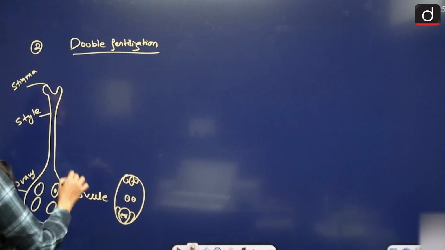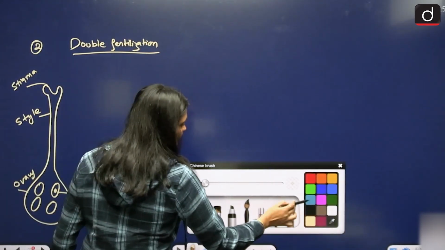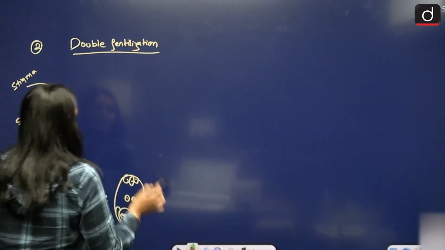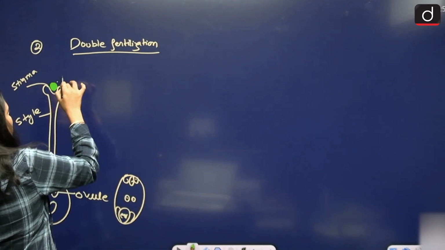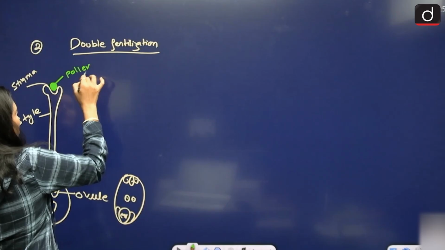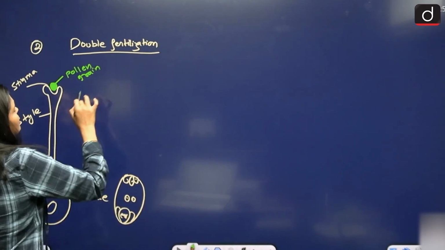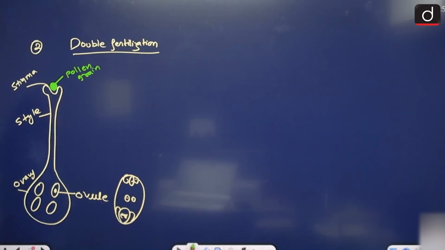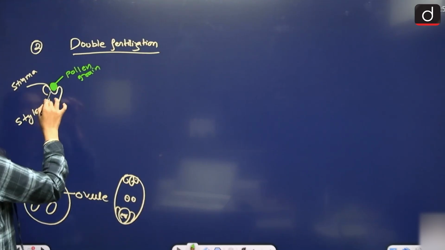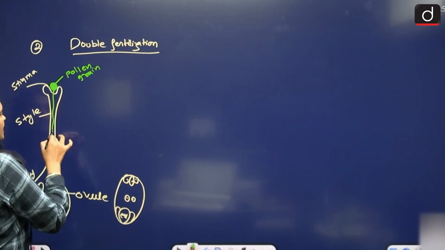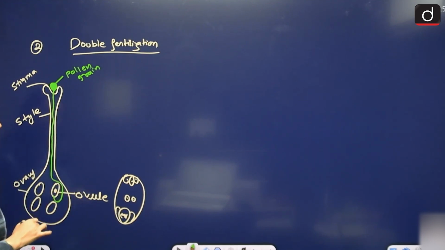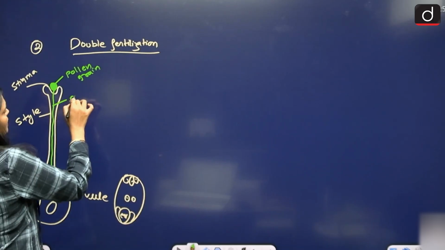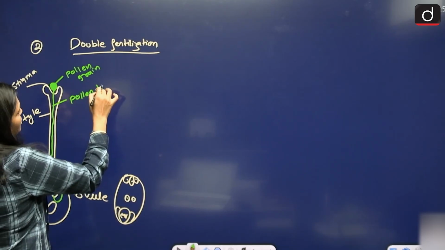Okay, then what happens? Suppose the pollen grain somehow reaches. Now what happened? The pollen grain, this is the pollen grain. With the help of a pollinating agent, the pollen grain sticks to the surface of the stigma. Now from the pollen grain, a tube is generated called the pollen tube, and this pollen tube enters into the ovule. So this is called the pollen tube.